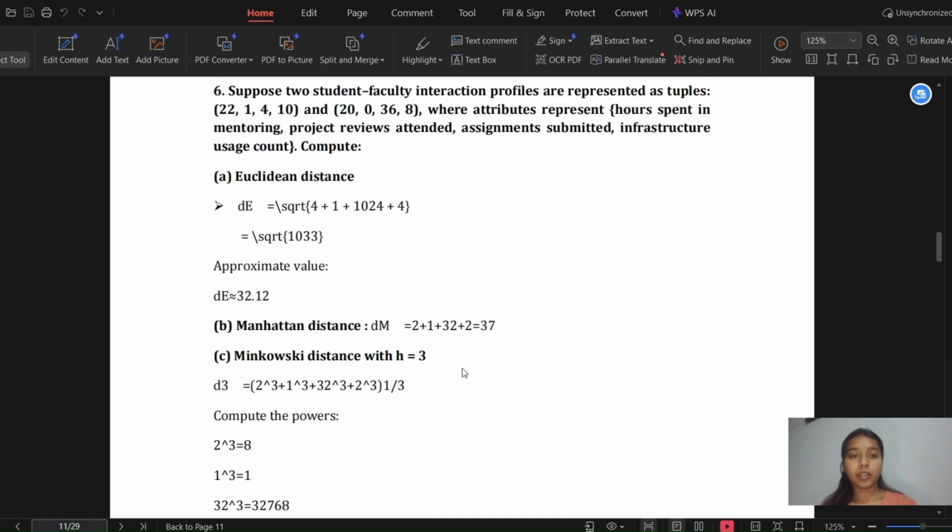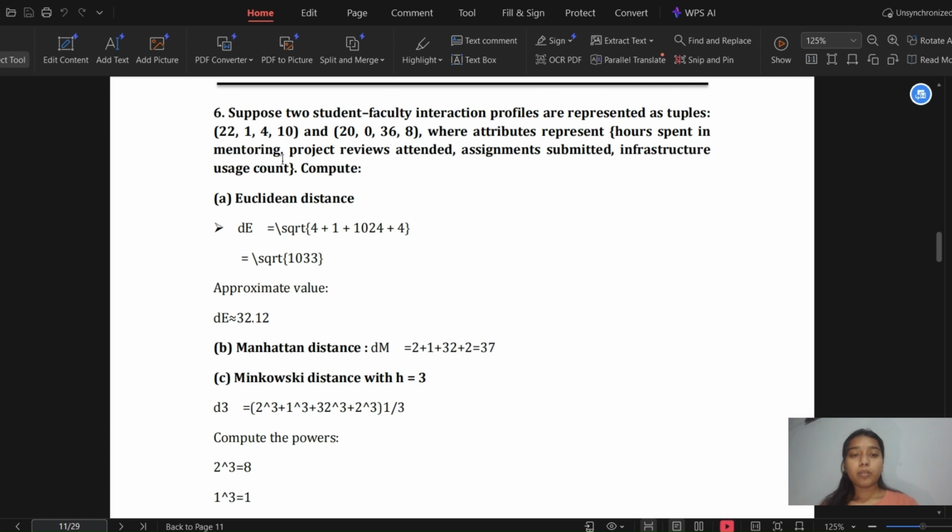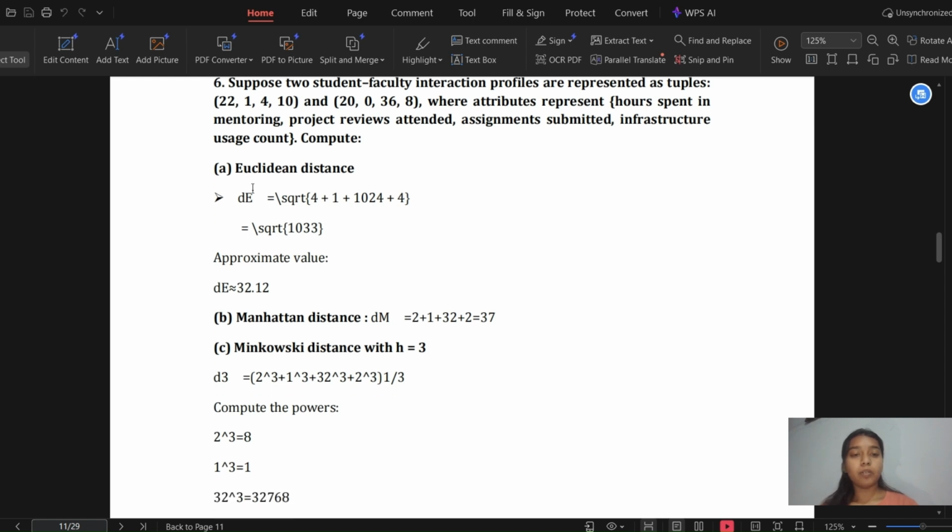Moving on to the sixth question. Suppose two student faculty interaction profiles are represented as tuples, that is 22, 1, 4, 10, and 20, 0, 36, 8, where attributes represent hours spent in mentoring, project reviews attended, assignments submitted, infrastructure usage count. The first part is Euclidean distance.